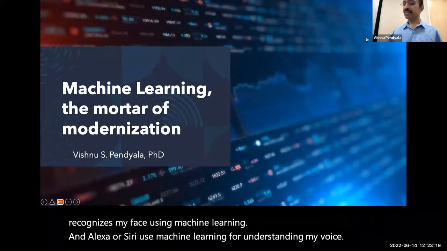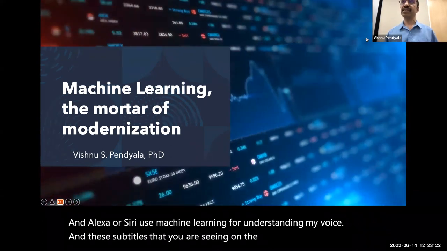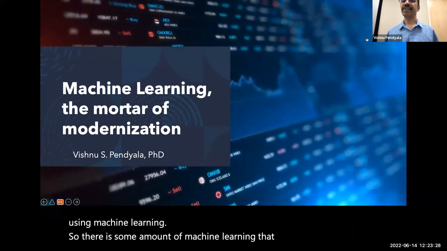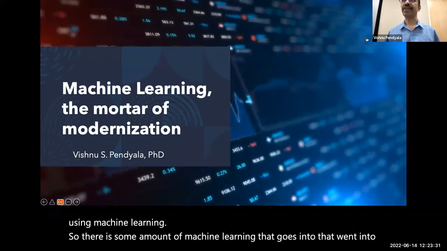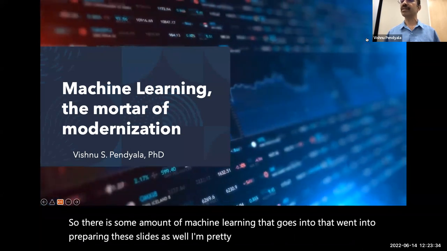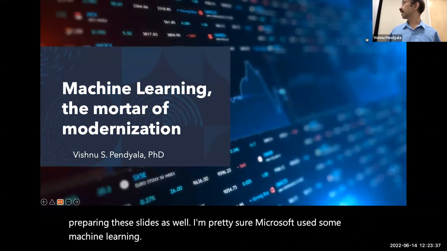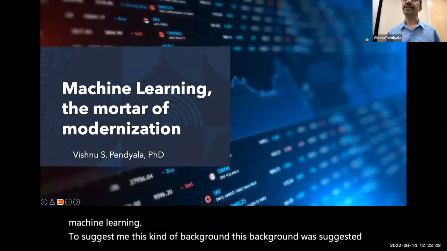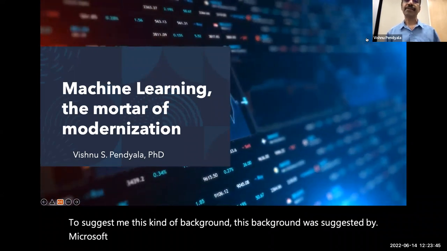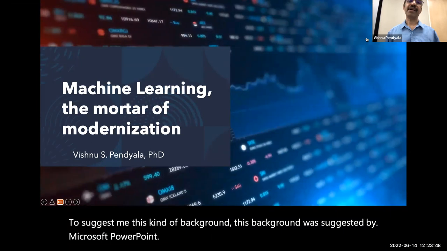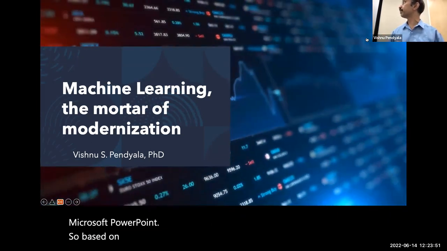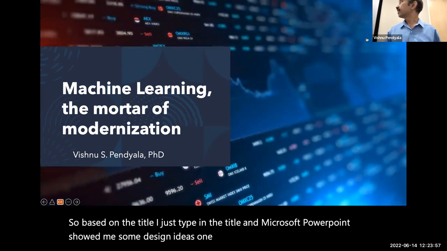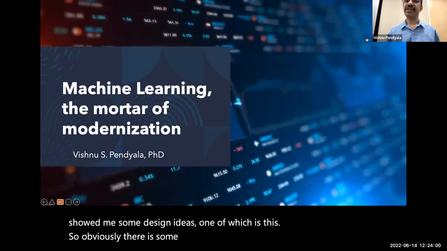And these subtitles that you're seeing on the screen are also enabled using machine learning. So there is some amount of machine learning that went into preparing these slides as well. I'm pretty sure Microsoft used some machine learning to suggest me this kind of background. This background was suggested by Microsoft PowerPoint. Based on the title, I just type in the title and Microsoft PowerPoint showed me some design ideas, one of which is this. So obviously there is some machine learning going on there as well.